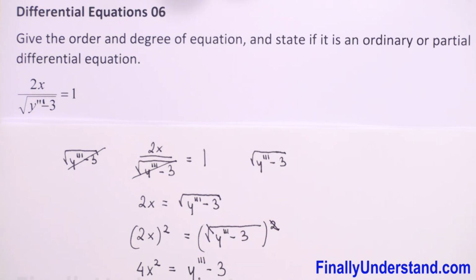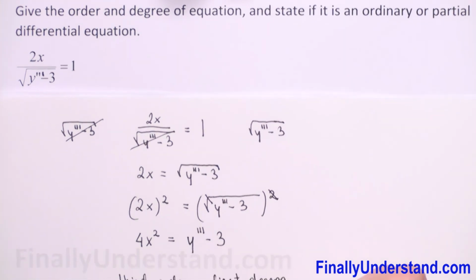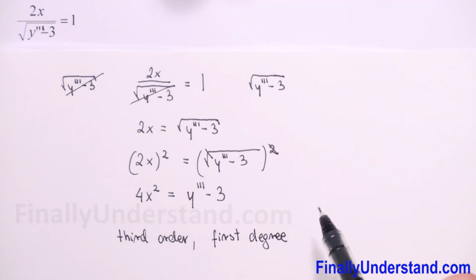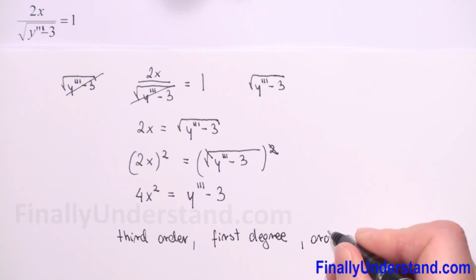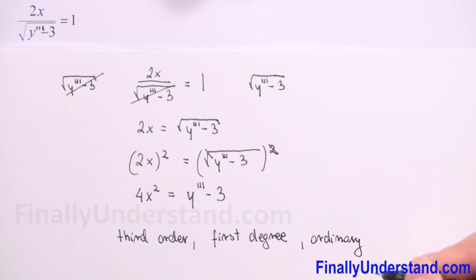So, from the beginning, we have a third order equation. Why? Because the highest order derivative is 3. So, we can write that we have a third order equation, and the highest order derivative is raised to the first power, so we have a first degree equation. And because the variables are x and y only, it means that our differential equation is ordinary. This is my solution.